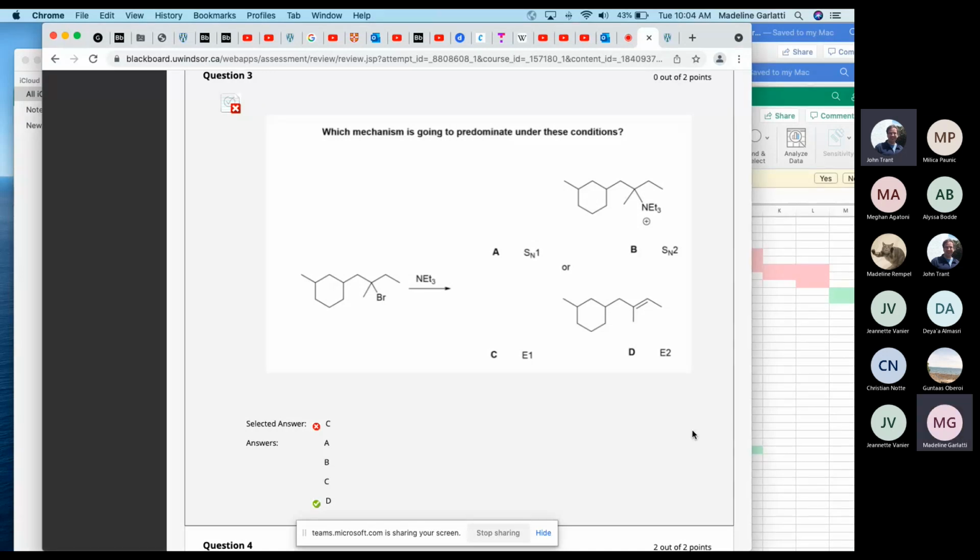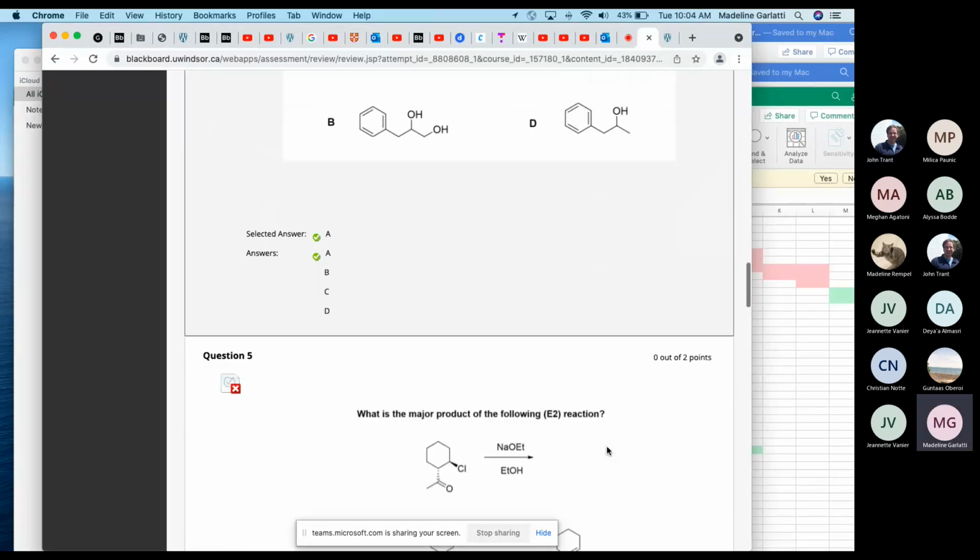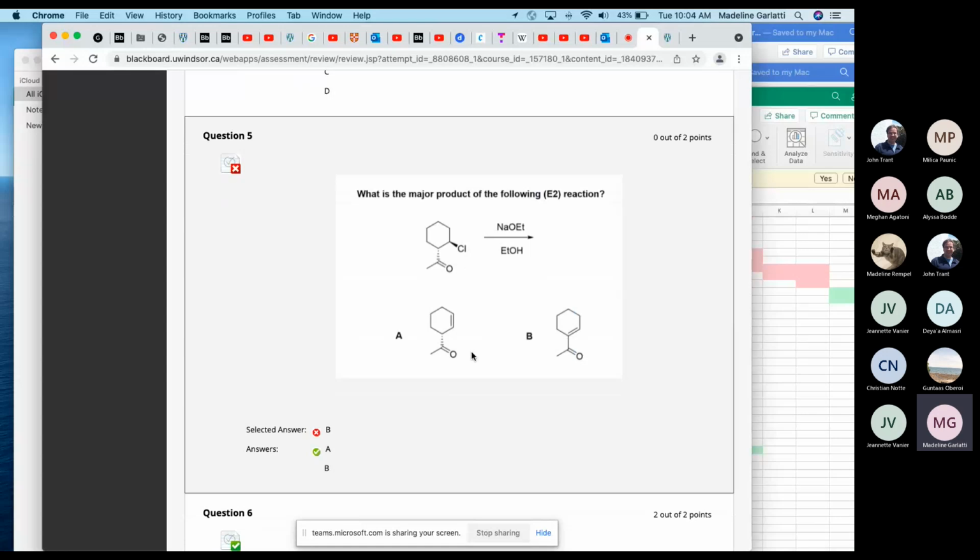Okay. And also for this question, I got confused because I thought it would follow the Zaitsev rule. So it should, but what is another condition of the Zaitsev rule? For any E2 elimination, what's required? Like a strong base. Yep. What else? The solvent. Yep, that's fine.